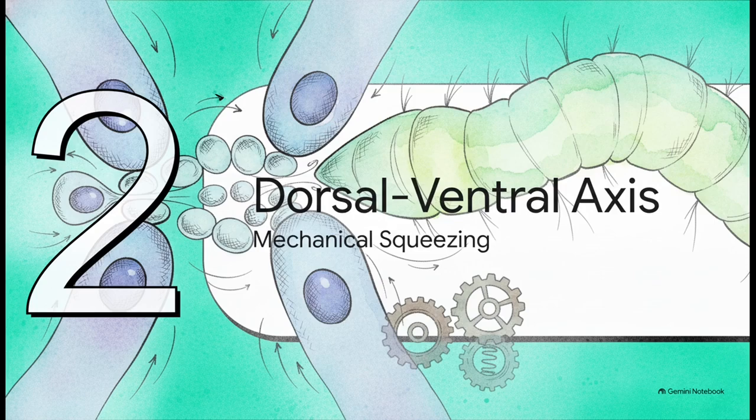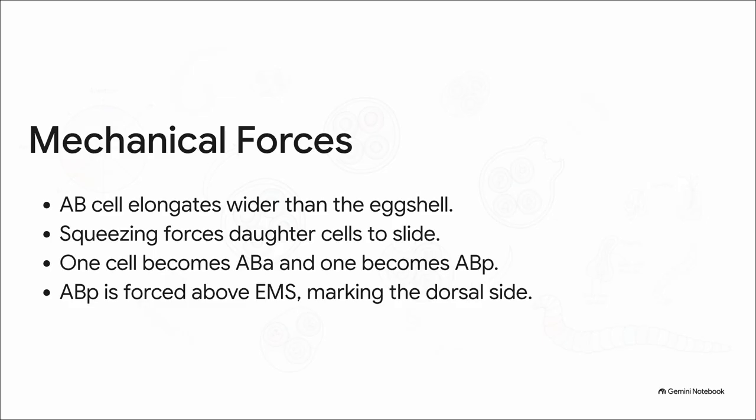Section 2. Squeezing the dorsal-ventral axis. Mechanical forces at the 4-cell stage. Now, with the anterior-posterior axis totally locked in, the developing worm has to figure out its back from its belly, the dorsal-ventral axis. And fascinatingly, this doesn't start with chemical gradients. It starts with physical space. See, the embryo is trapped inside this rigid oval-shaped eggshell. At the 2-cell stage, the larger anterior cell, which is called the AB cell, gets ready to divide.